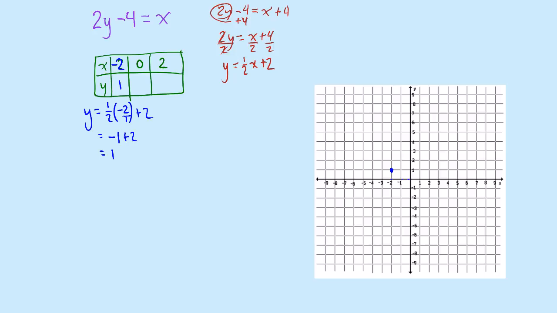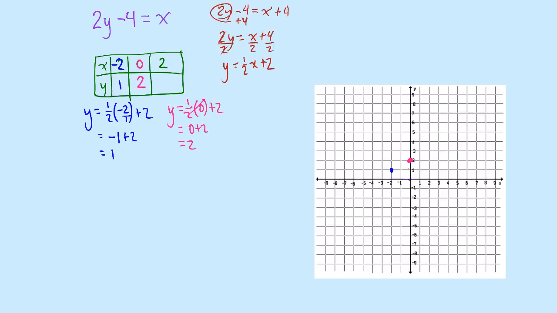The next point I'm going to look at is when x equals 0. So again, I come to my y equals equation, so y equals 1/2 times 0 plus 2. 0 times 1/2 is 0, and 0 plus 2 is 2. So when my x is 0, my y is 2.